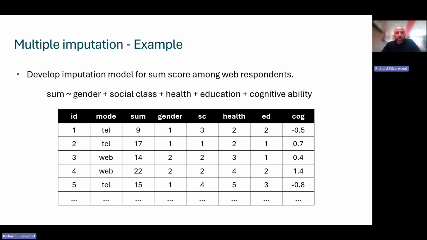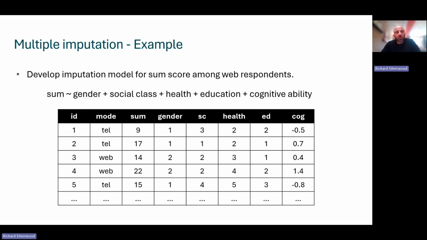So first of all, we would develop an imputation model for the sum score using only the data from the web respondents. So here our reference mode. So we would bring in some information on variables that we think would help us better predict the values of this variable, the sum score variable that we're interested in imputing. So for example, here we've added some additional columns to the data set on the slide relating to gender, social class, health, education, and cognitive ability. But these are just examples. You could add many variables here.